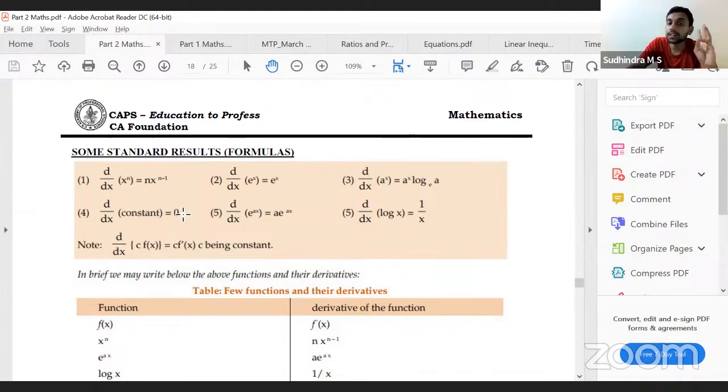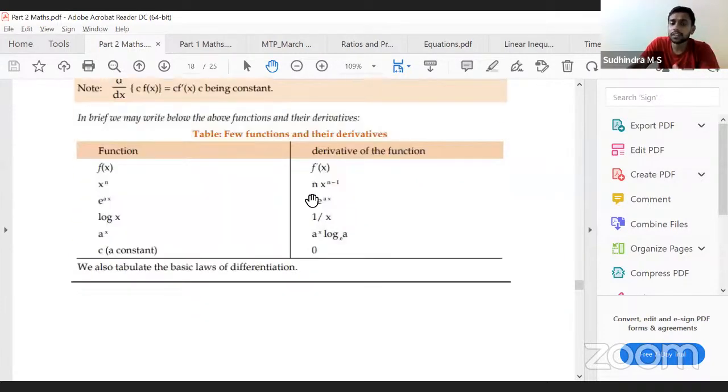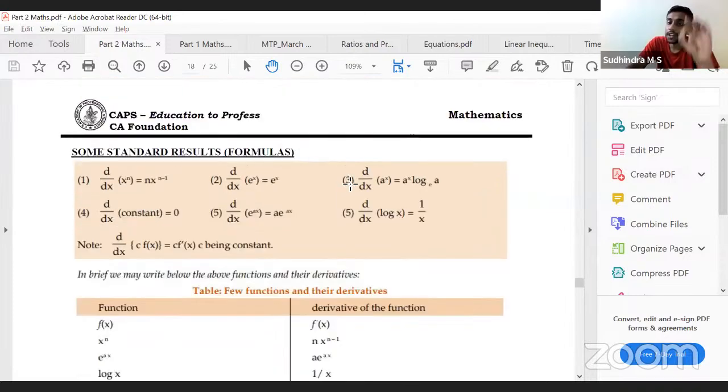Derivative of any constant is 0. If they ask the derivative of 5, it is 0. Derivative of e to the power of ax is a into e to the power of ax. Derivative of log x is 1 by x. If you remember these things, straightforward questions will be asked in the exams. We have to just apply them.